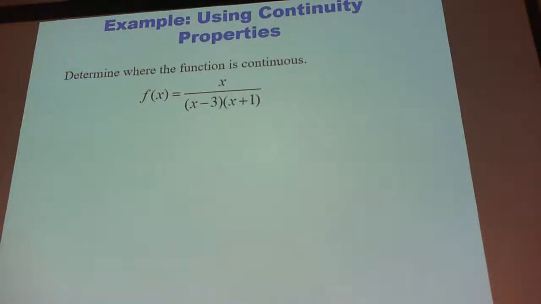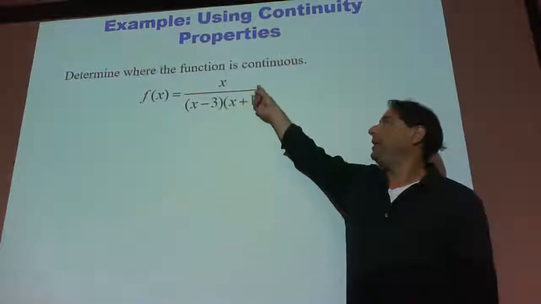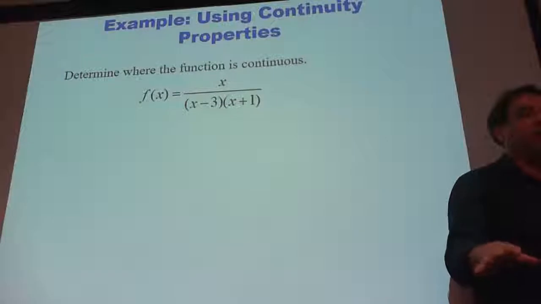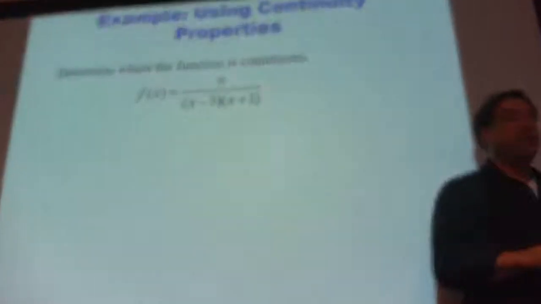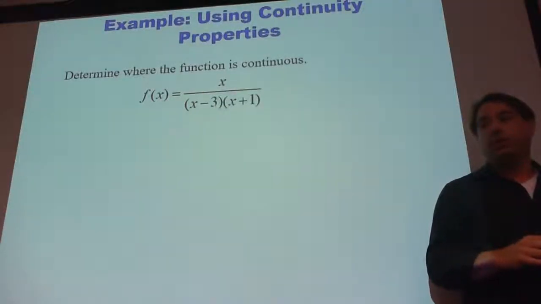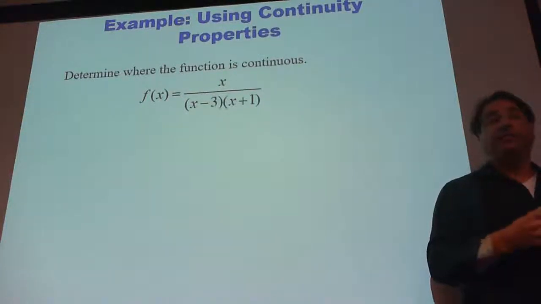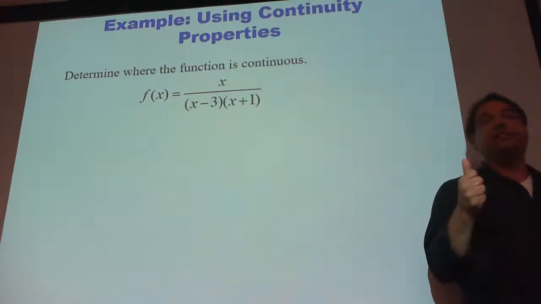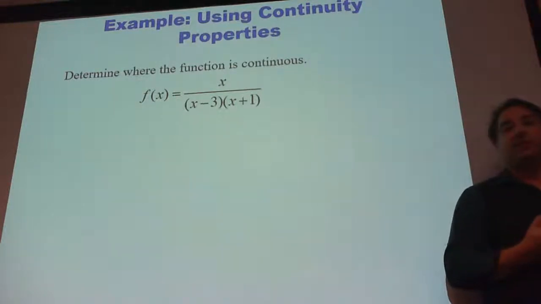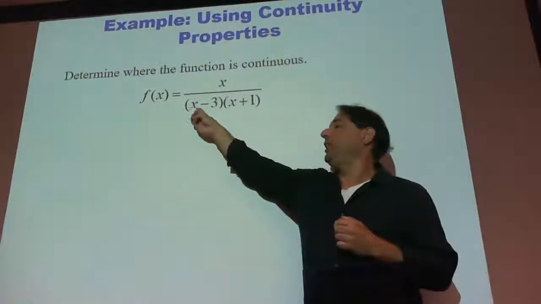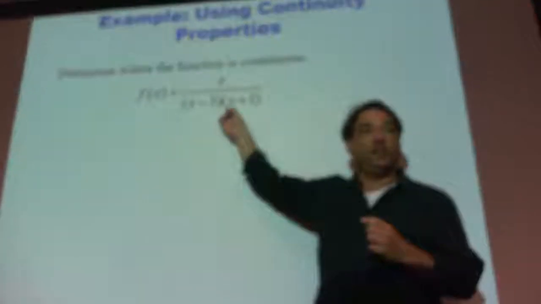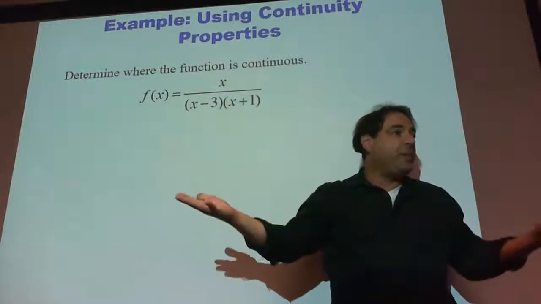Is it continuous everywhere? It's called rational, right? It's being divided. Is it continuous everywhere? Can I plug in any number and it's going to work? So is it continuous? No. It's continuous except for which places? Which places? 3. Why 3? What's 3 minus 3? 0. Can you have 0 in the denominator? That's all you have to remember, right?